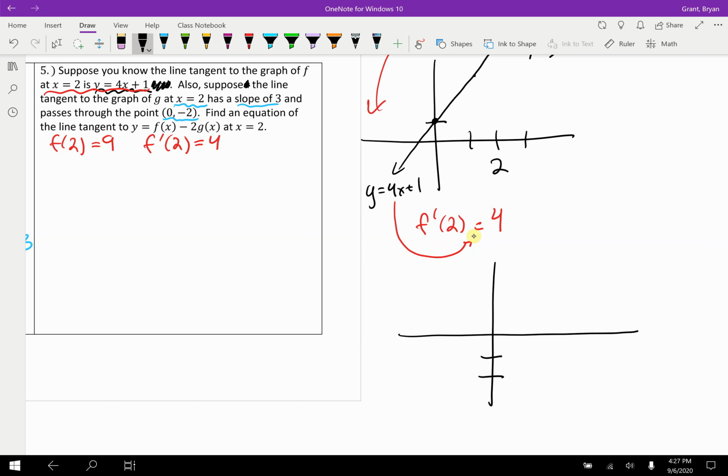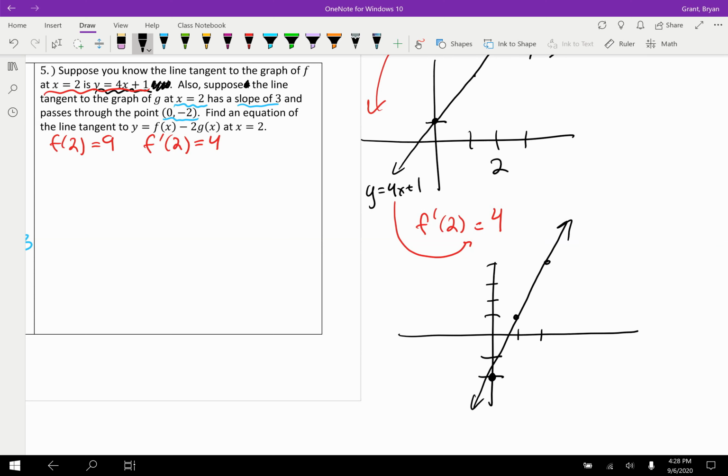We'll do something like this. Here's 0, negative 2. They told us there's that point on our tangent line. I'll keep the tangent line in black here, I think. And it has a slope of 3, so up 1, 2, 3 over 1. So this right here, not great, but oh well, is my tangent line.